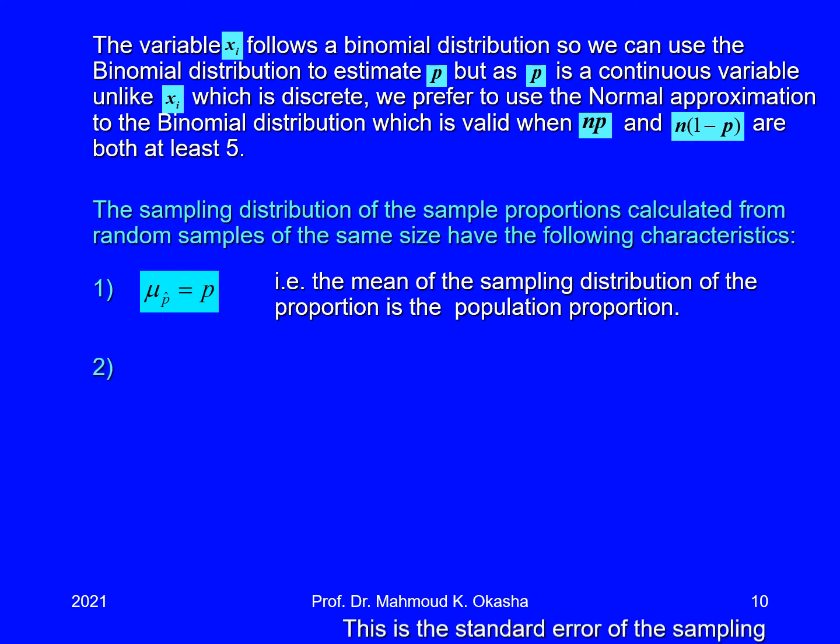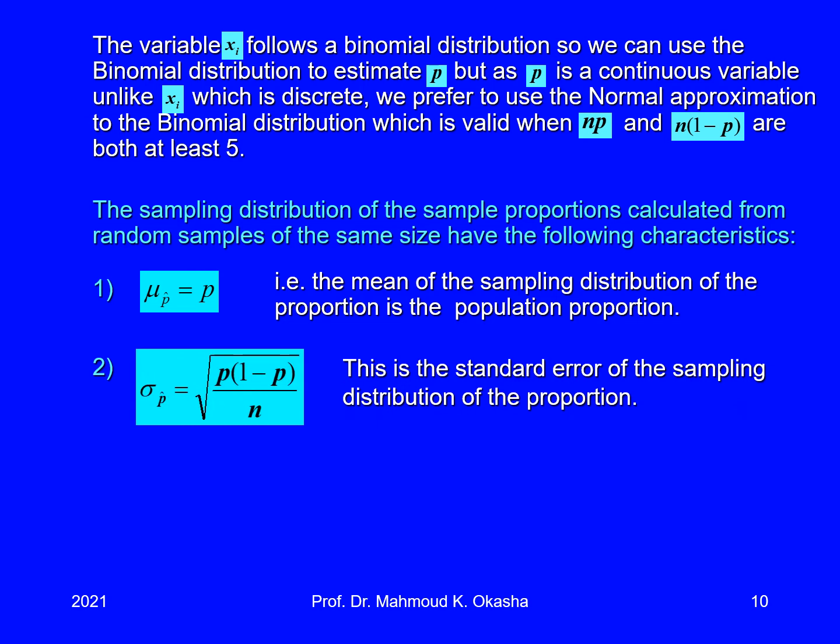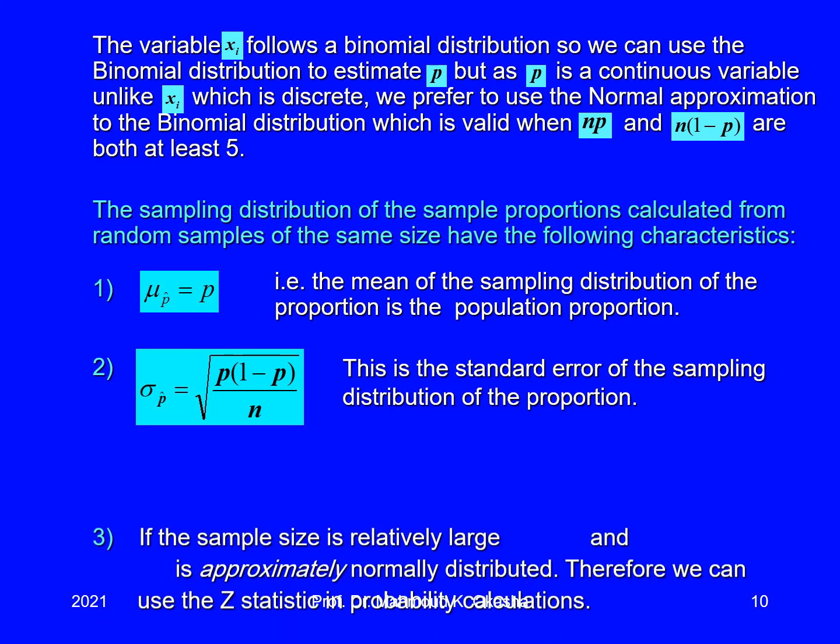The second thing is the standard error of the sample proportions, which equals the square root of P times 1 minus P over n. That means the variance equals this value squared, so we remove the square root and it becomes sigma p hat squared equals P times 1 minus P over n, right?